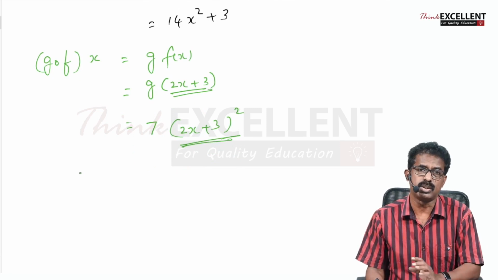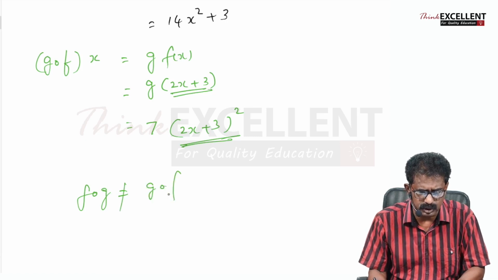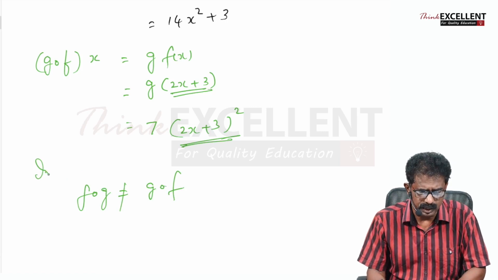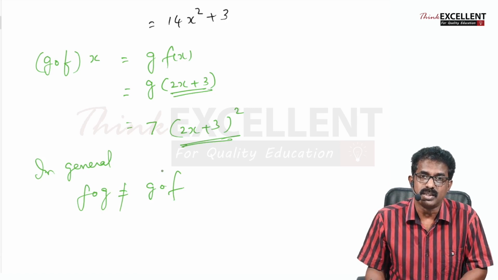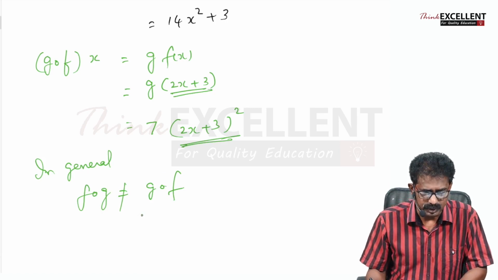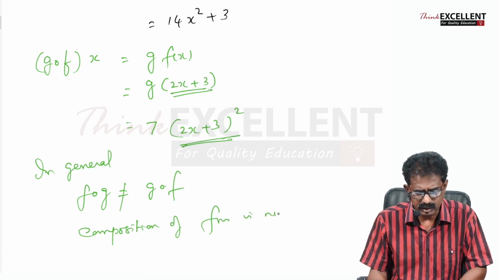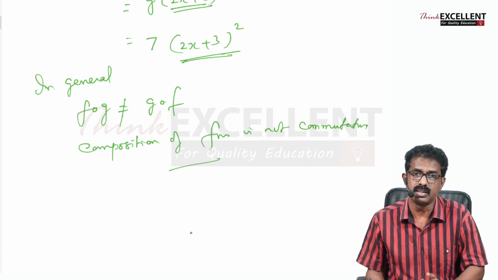And in most of the cases, you see both the answers are different. So in general, f composition g is not equal to g composition f. Rarely, in some cases they may be equal, but in general they are not equal. That means composition of functions is not commutative. But you know, composition of functions is associative.